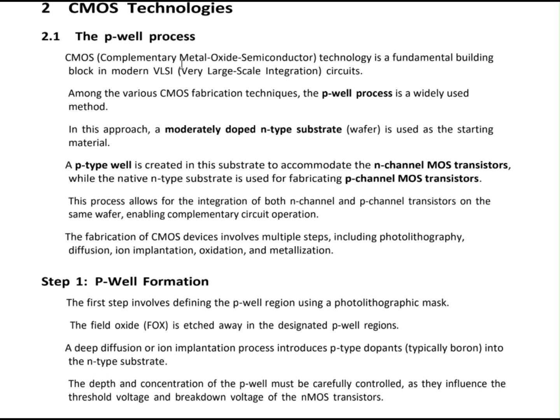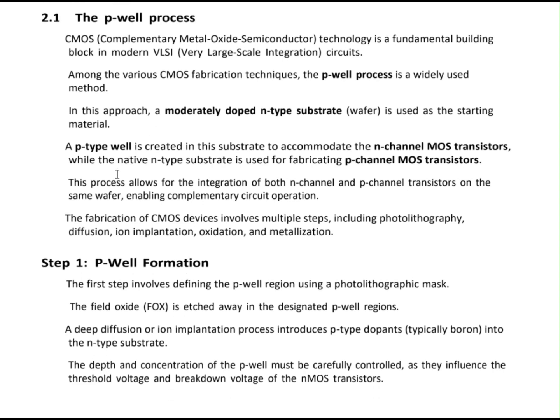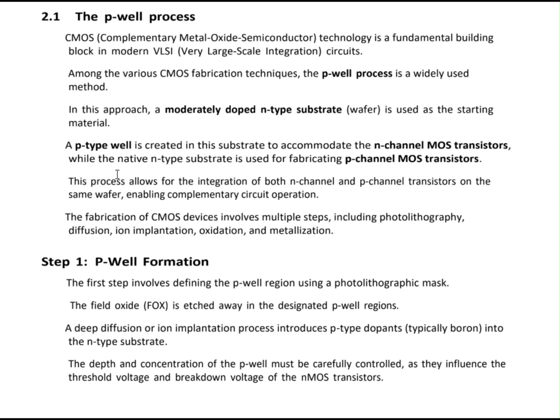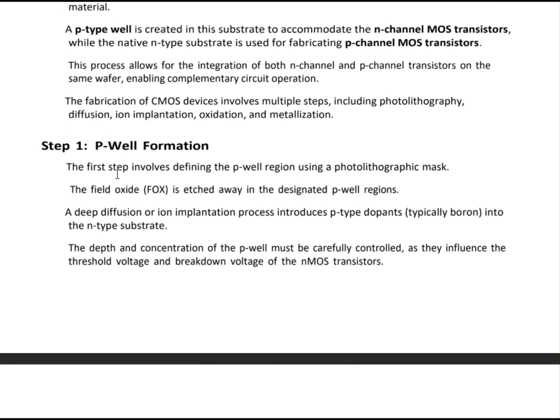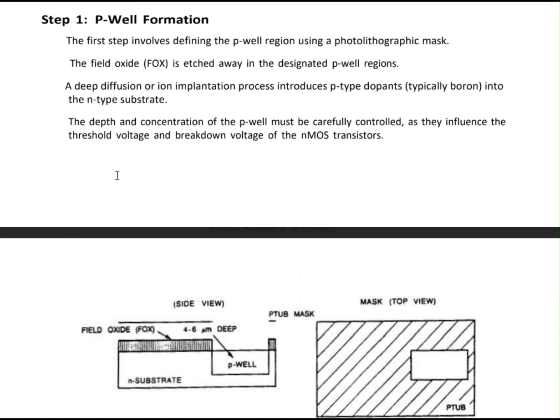So in this approach, a moderately doped N-type substrate is used as the starting material, and a P-type well is created in the substrate to accommodate the N-channel MOS transistor, while the native N substrate is used for fabricating the P-channel MOS transistor. Now we'll discuss the steps involved in the P-well process. The first step is P-well formation. Initially we have the N-type substrate and then the P-well regions are formed.